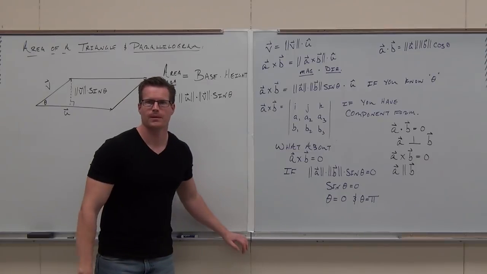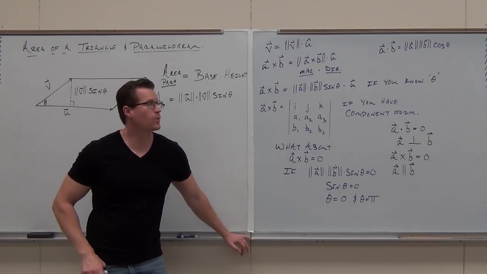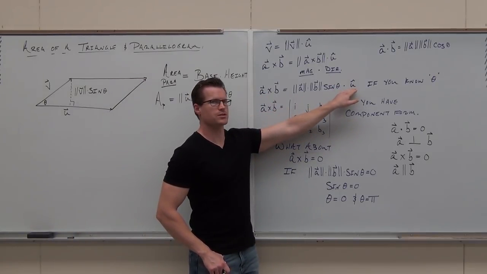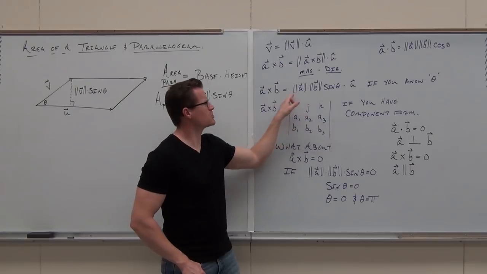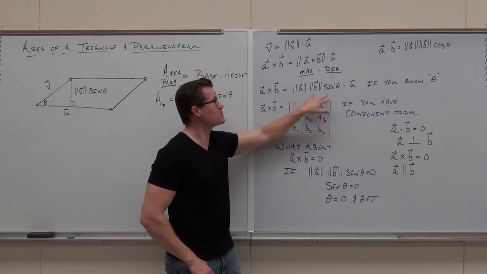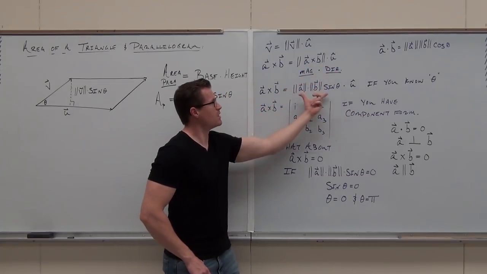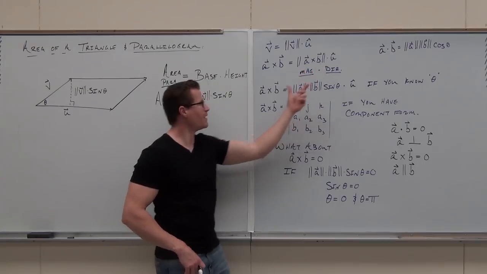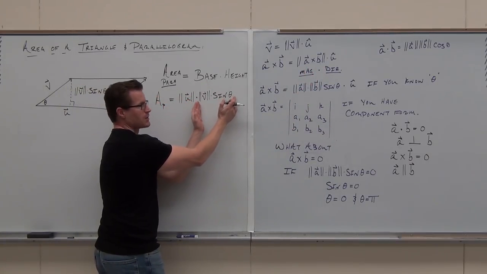What's that? Cross product? Not quite the cross product, because the cross product has this. I don't have this. I have just this piece right there. What was this piece? Magnitude. Vectors are magnitude times direction. This piece is the magnitude of the cross product. Are you following what I'm talking about? This is the base. This is the height.